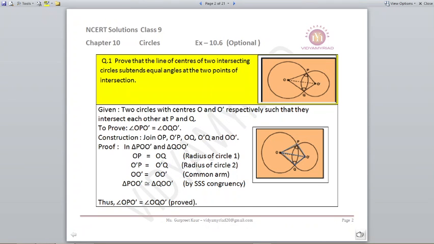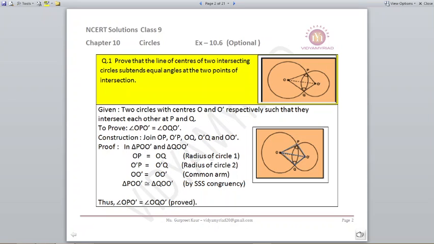Prove that the line of centers of two intersecting circles subtends equal angles at the 2 points of intersection. Now if you look at the diagram, the 2 points where they are intersecting are P and Q, which means that we need to prove that angle OPO' is equal to angle OQO'. So we can prove this by making the two triangles congruent.